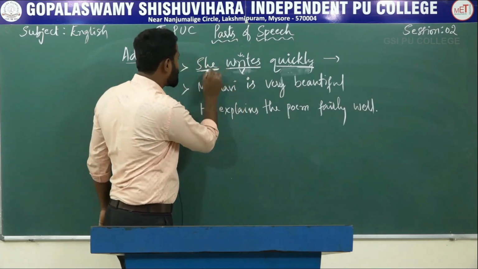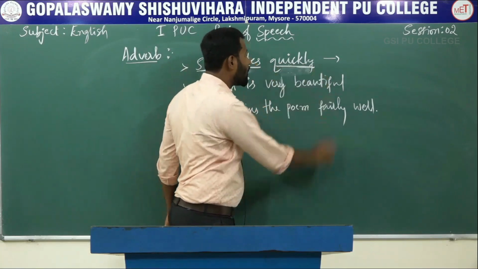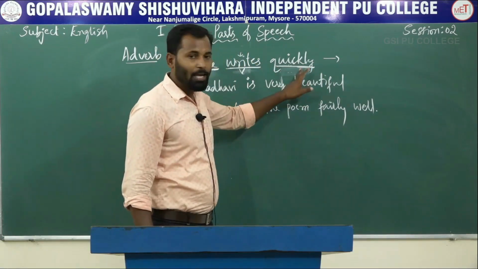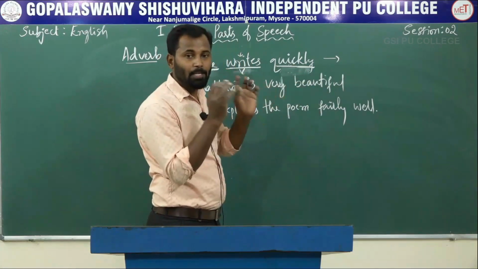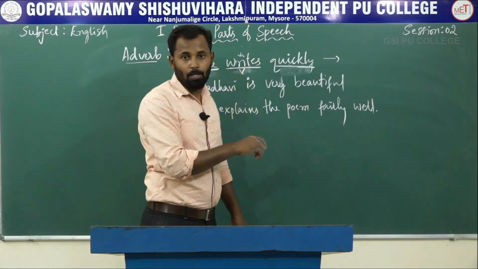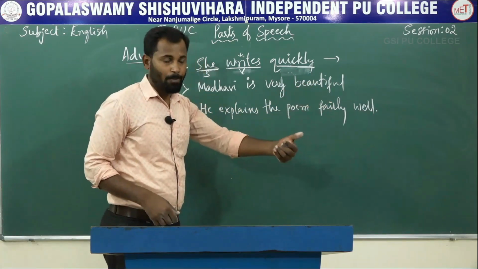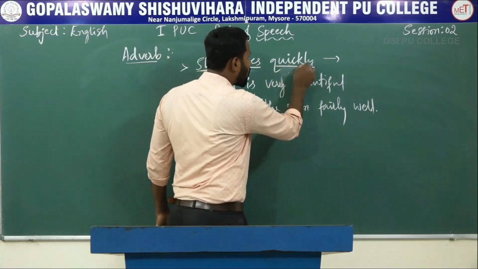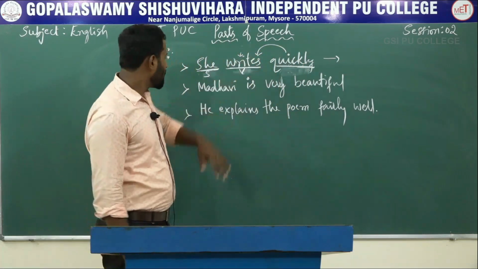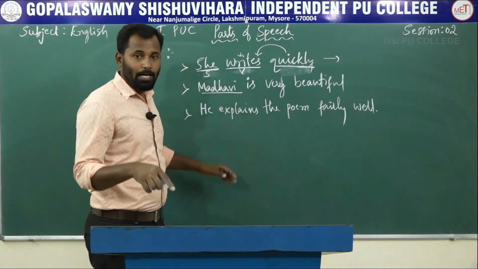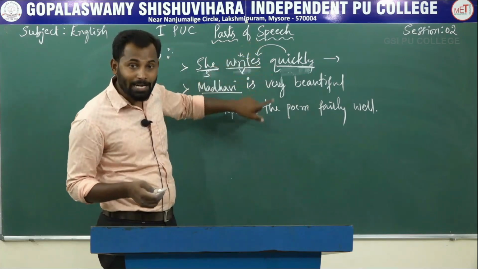Here in the first sentence, the word she is a subject, writes is a verb, an action word, and the word quickly is an adverb. So the word quickly adds something to the meaning of a verb. So an adverb is used to add something to the meaning of a verb. Here the word quickly modifies the meaning of the verb writes. Next, I have also told that an adverb is a word used to modify the meaning of a verb and an adjective.